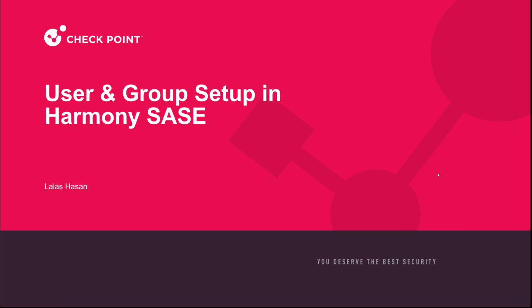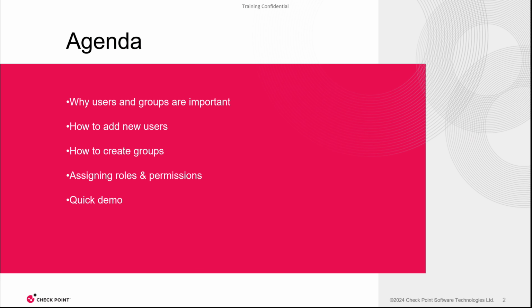In this video, we will learn how to add users, create groups, and assign roles to ensure secure and organized access management. So let's look at the agenda first. Here's what we'll cover in this session. First, why managing users and groups are important. Then how to add new users and groups. We'll also look at assigning roles and permissions. And finally, we'll wrap up with a quick demo.